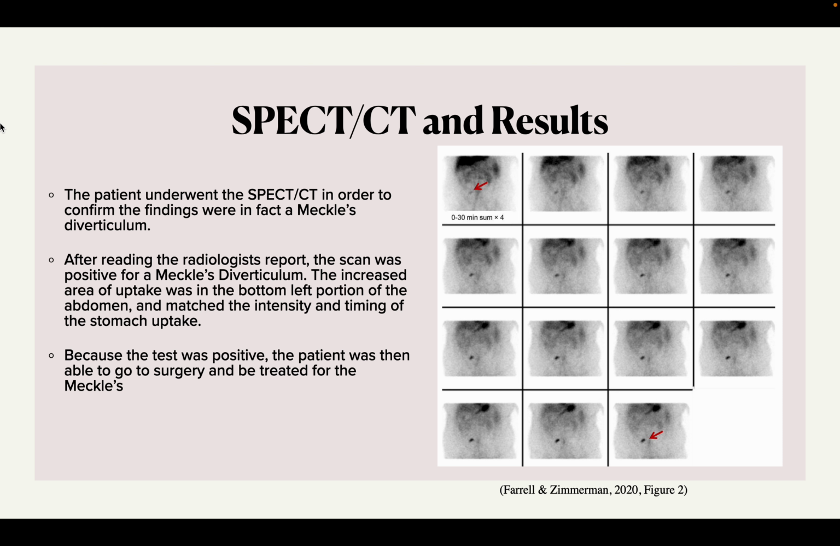Okay, so for the SPECT CT, after we did that, it was confirmed that the patient had a Meckel's. You can see in the image here, this isn't her images, but it's just an example. There was an increased area of uptake in the lower left portion of her abdomen that had the same intensity and timing of the stomach uptake, which is what the radiologist had written in the report. And so because the patient tested positive for this pathology, she was able to be sent to surgery and got the right treatment that she needed.